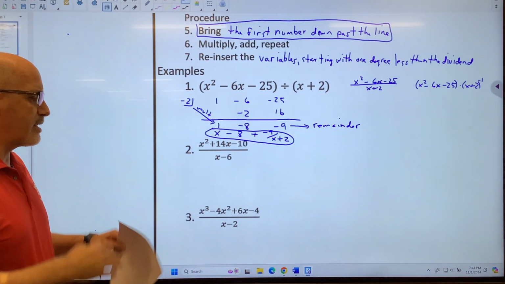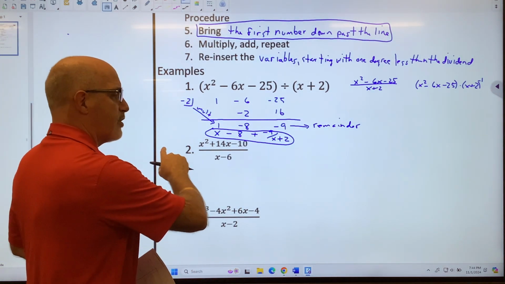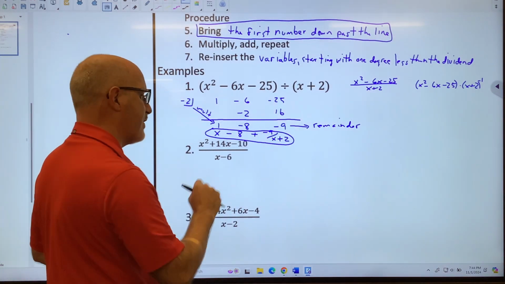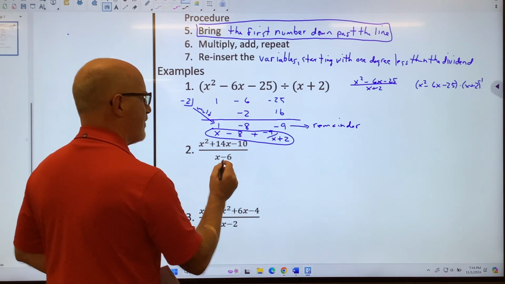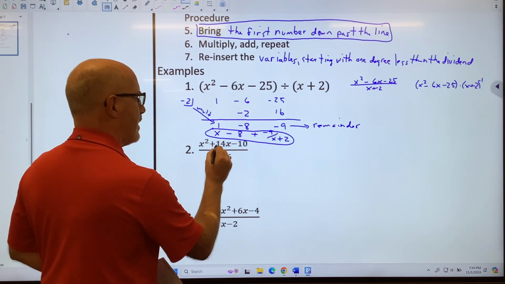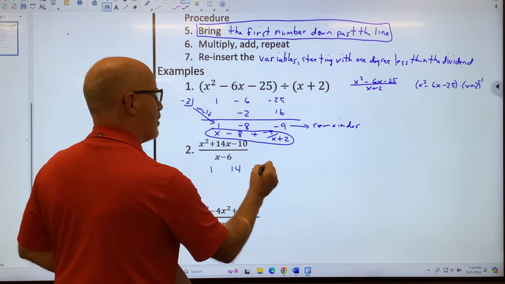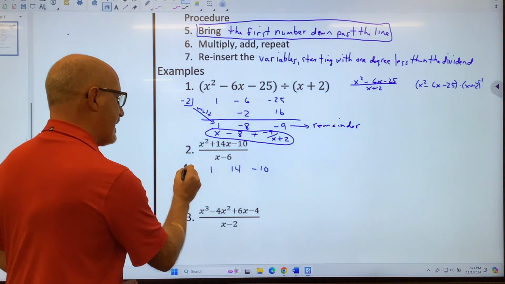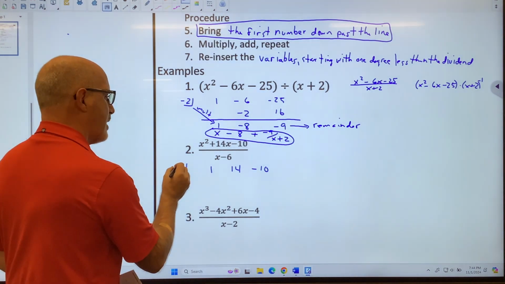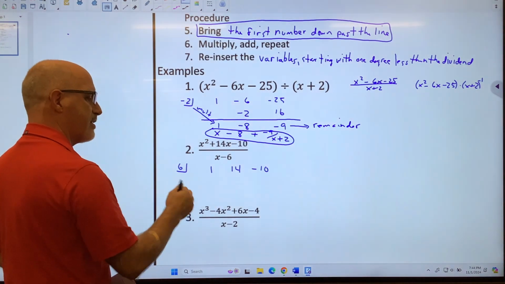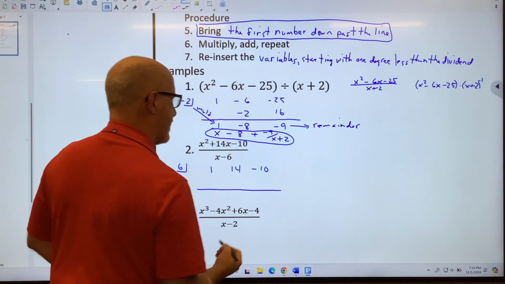Let's follow the same process. We're going to speed it up a little bit. So the first thing we're going to do is, there's no missing terms, so we don't have to fill in any zeros. So I'm going to just strip off the variables and put the coefficients. So I'm going to have a 1, a 14, and a negative 10. No more variables on that. In the little box on the side, I'm going to put the opposite of the number down here, so a positive 6. Skip a line and draw a line underneath here.